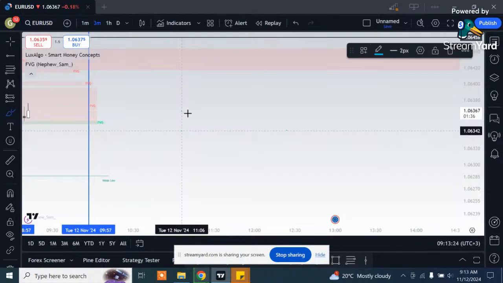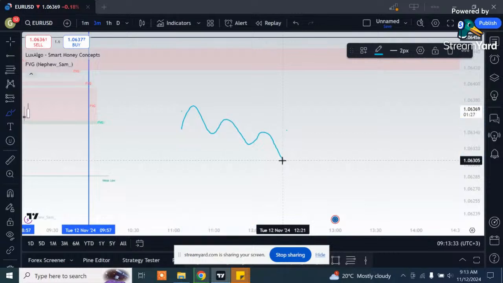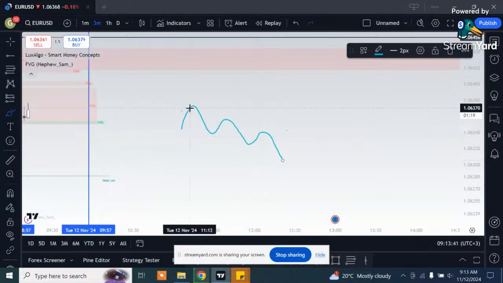For example, if price is making lower highs and lower lows, because I'm showing you exactly how I trade this, then basically what I do next, if I know that the structure is bearish on the 1 hour time frame, is drop down to the 3 minute time frame.